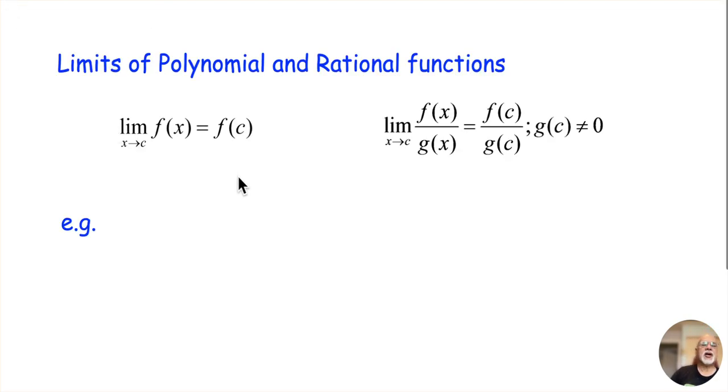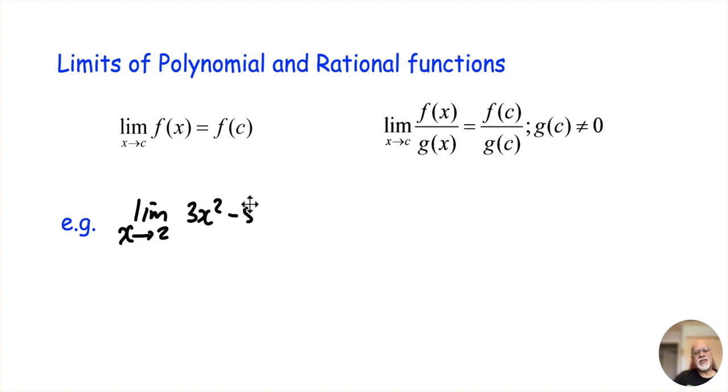Now, let's take a look at how to evaluate limits. It says the limit of f of x as x approaches c is equal to just f of c. In other words, if you can take the limit by just making a substitution, then you should. So for example, what is the limit as x approaches 2 of 3x squared minus 5x plus 1? All this is saying is what number is f of x approaching as x is approaching 2?